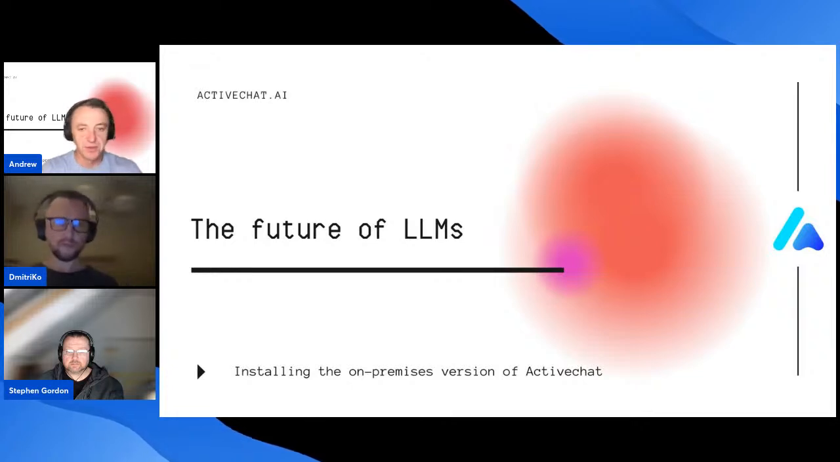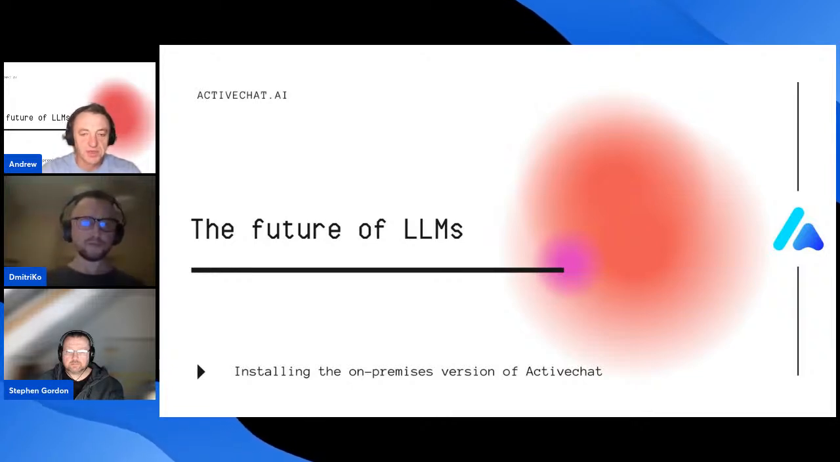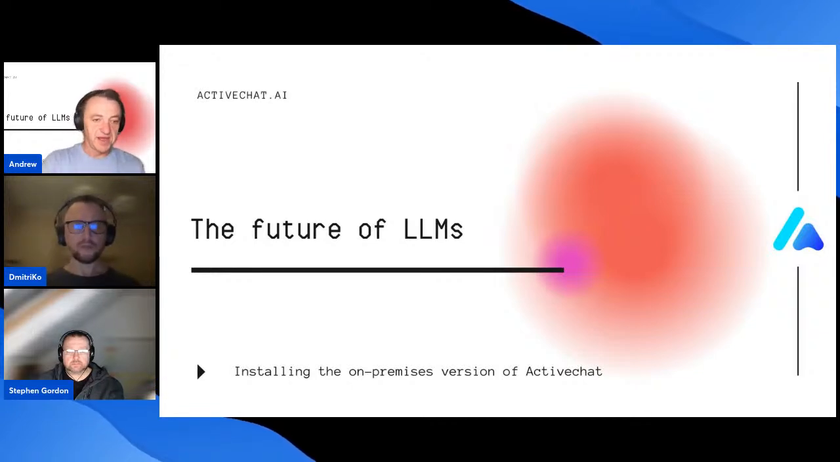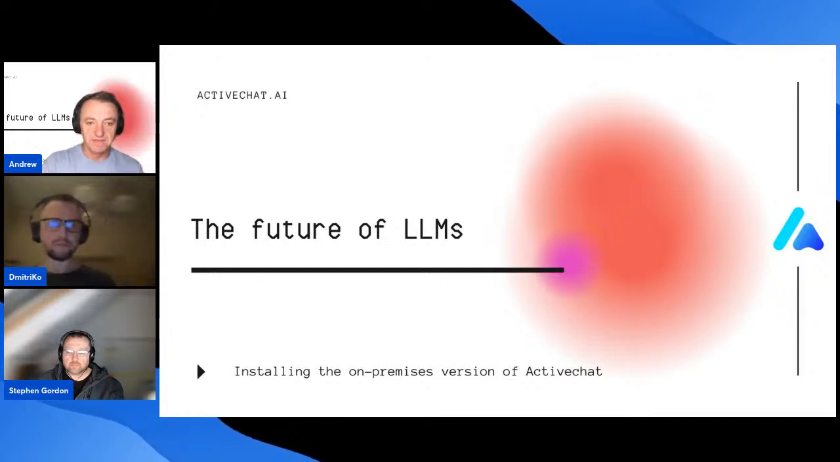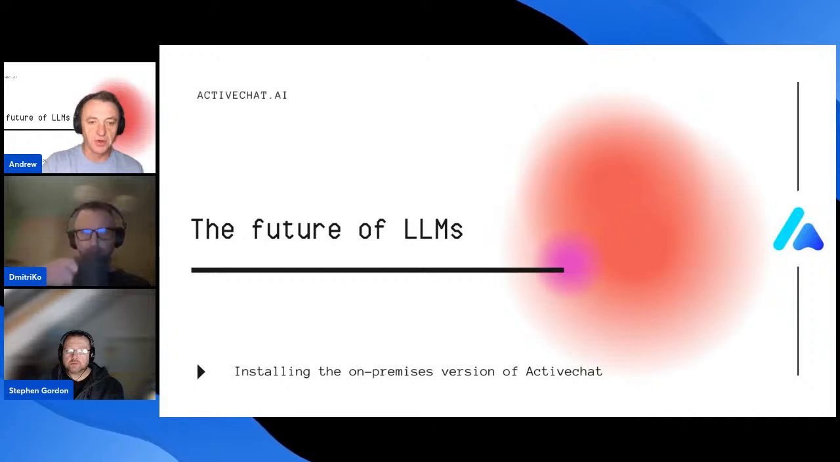And while the system installs, we will chat a little bit about the current, I would say, dramatic events in the AI space, what happened at OpenAI, and where it takes us in the conversational AI space. So, Steven, may I ask you to share your screen and share what exactly you will be doing to install Activechat on your own domain?